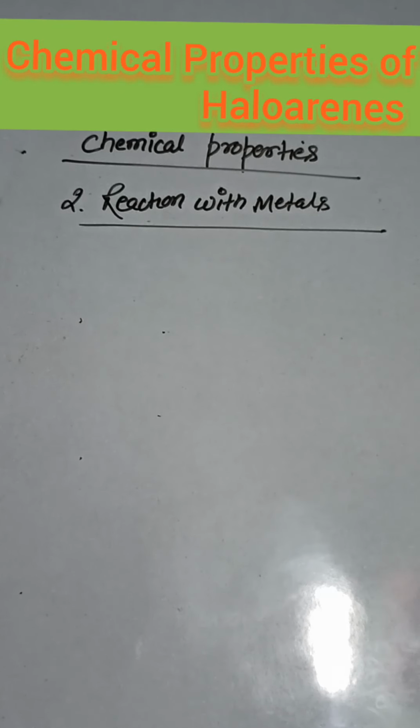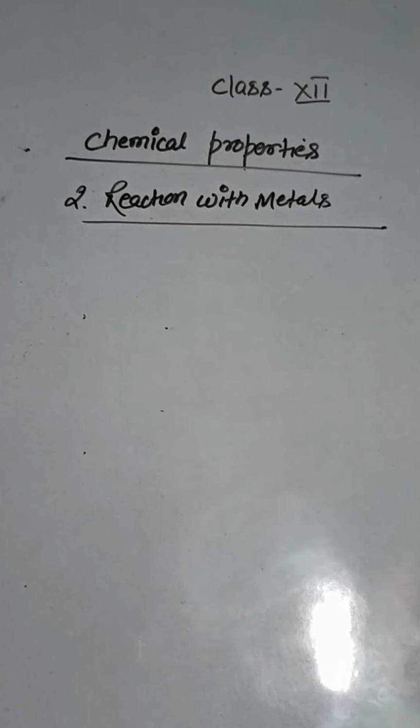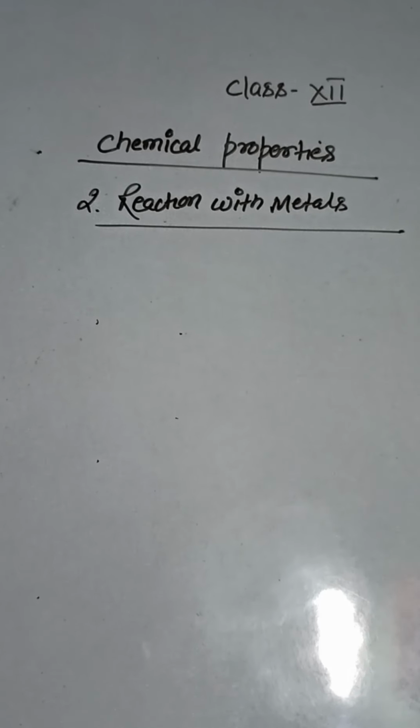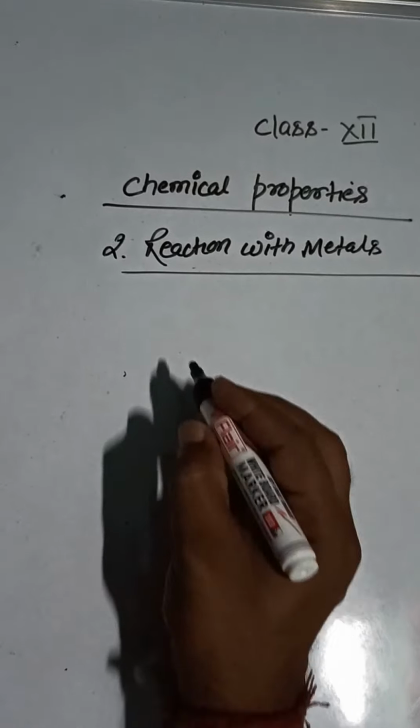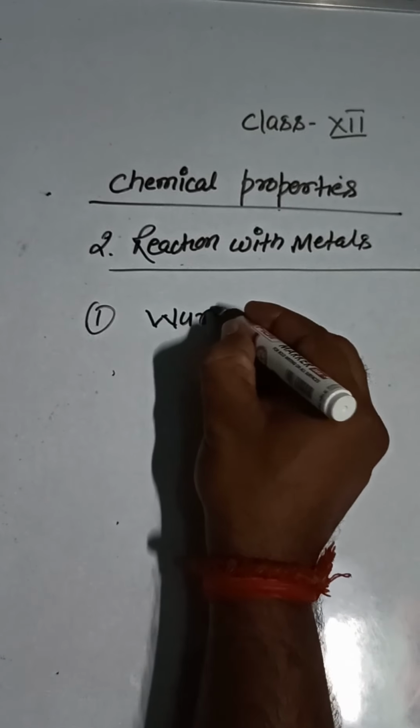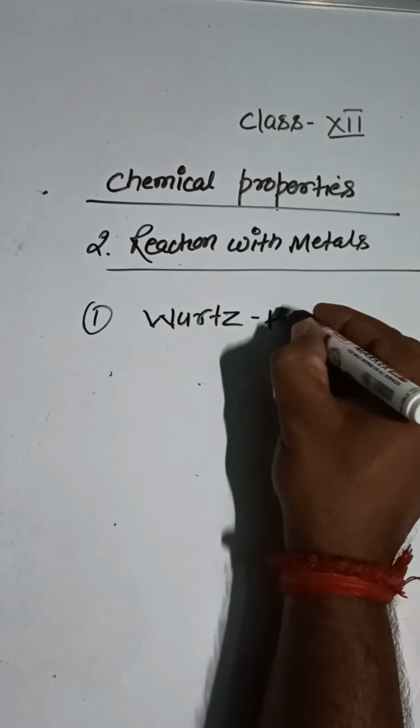Hello class, now I am going to explain about the reaction with metal. The second category of the chemical properties of haloarenes is reaction with metals. The first reaction is called Wurtz-Fittig reaction.